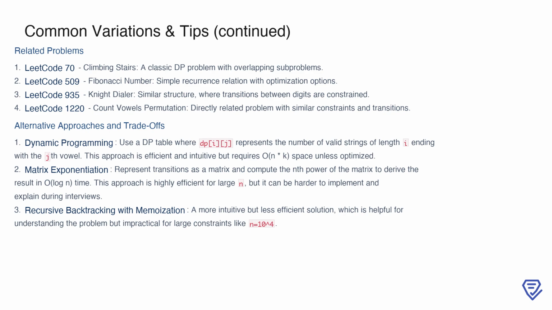Now, when it comes to alternative approaches, dynamic programming is a straightforward and efficient choice. By defining dp[i][j] as the number of valid strings of length i ending with the jth vowel, you can solve the problem in O(n * k) time and space. For a more advanced approach, matrix exponentiation allows you to represent transitions as a matrix and compute its nth power in O(log n) time. This is particularly useful for very large values of n, though it can be challenging to implement during an interview. Finally, recursive backtracking with memoization, while less efficient, is an intuitive way to grasp the problem structure, even if it's not practical for large constraints.